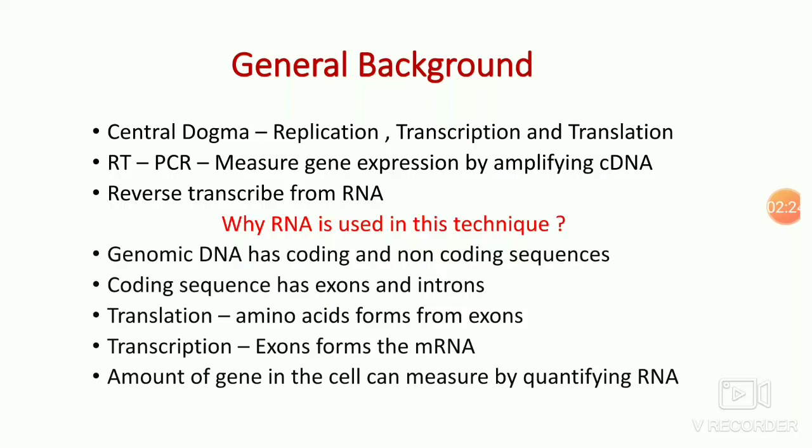So, why is RNA used in this technique? What is the reason behind it? Actually, our DNA has coding and non-coding sequences. Coding sequences possess exons and introns. During the translation process, amino acids will be formed only from the coding regions, that is exons. So, during the transcription process, only coding sequences, that is exons of the gene, will form the mRNA. Hence, the amount of gene present in the cell can be measured by quantifying this RNA.